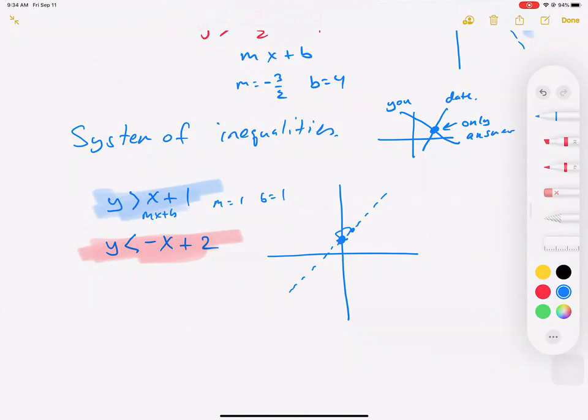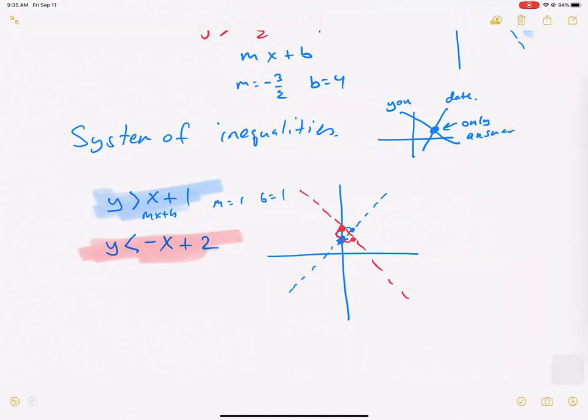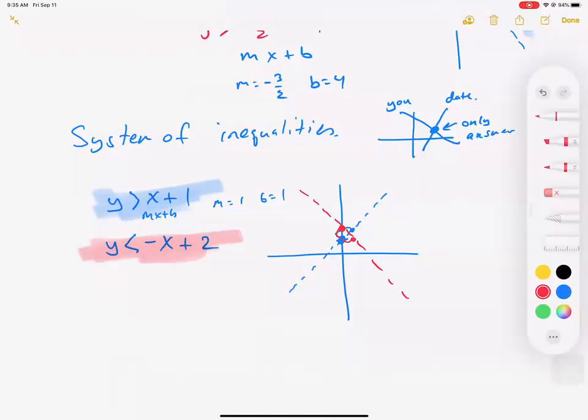Okay. We're going to graph the second line now. I'm going to draw that in red. The y-intercept here is 2. So here's 2, but the slope is negative 1 over 1. And this will also be a dotted line. Now the question is, where would these both agree? And inequalities is about, you know what, a region of answers, not just one answer.